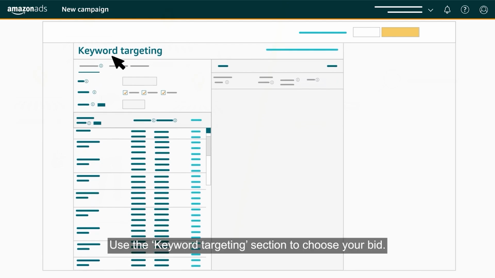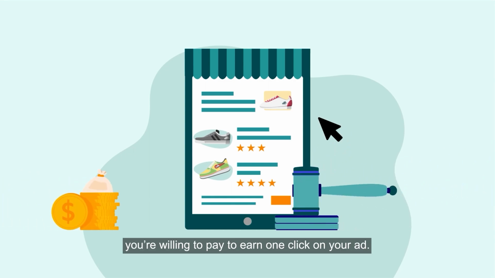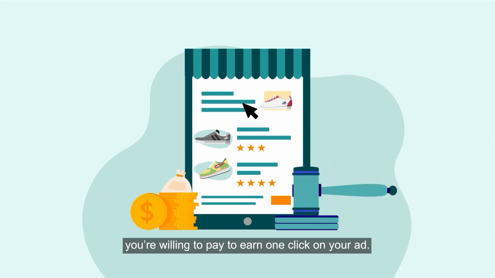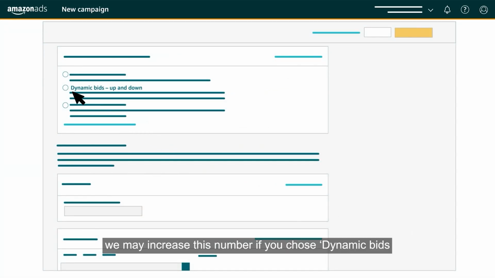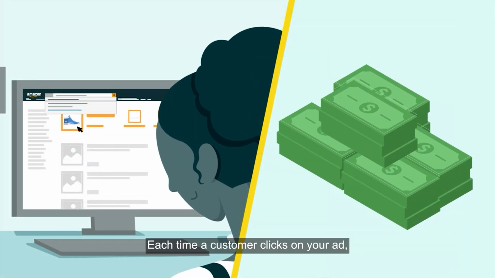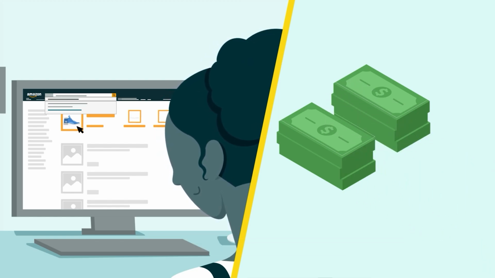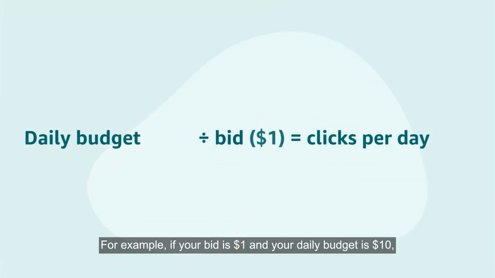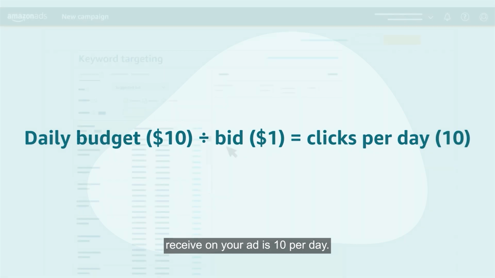Use the Keyword Targeting section to choose your bid. A bid is the maximum amount you're willing to pay to earn one click on your ad. As a reminder, we may increase this number if you chose Dynamic Bids Up and Down in the Campaign Bidding Strategy section. Each time a customer clicks on your ad, the bid amount is deducted from the campaign's daily budget. For example, if your bid is $1 and your daily budget is $10, the maximum number of clicks you can receive on your ad is 10 per day.